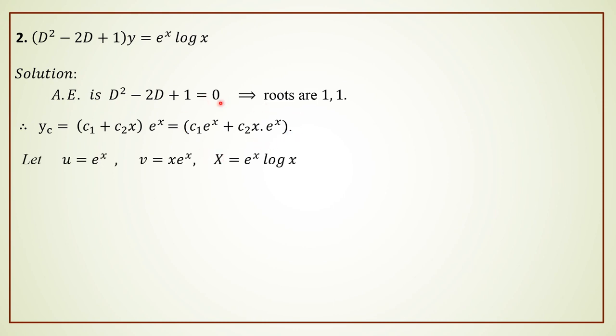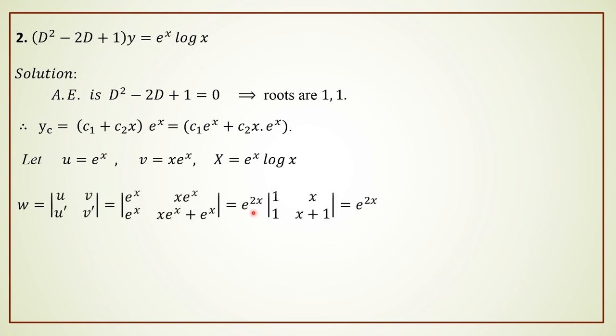The term associated with the arbitrary constant c1 is nothing but u. So over here u is e power x and v is x into e to the power x, and capital X is e power x into log x. So let me just find the Wronskian of u and v.